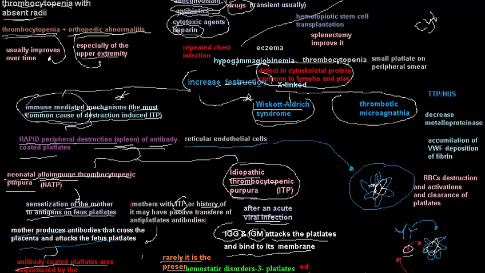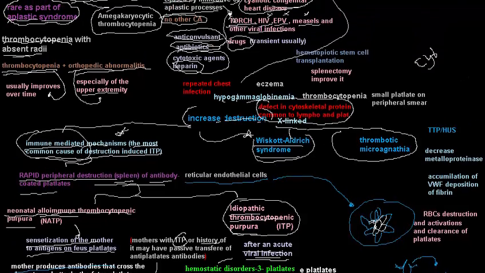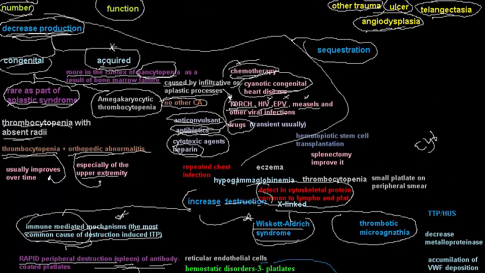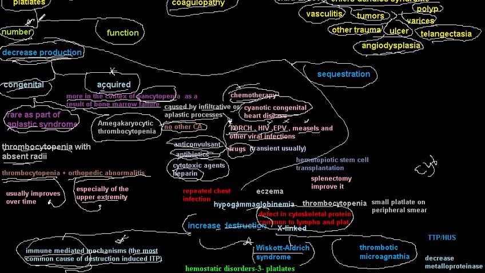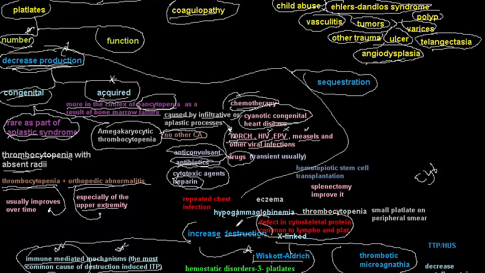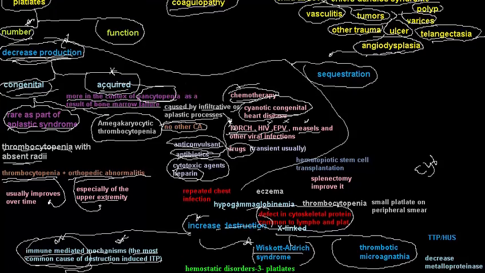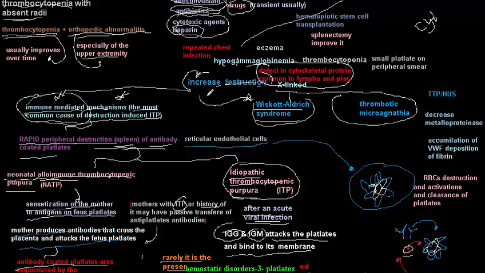So in the previous video I was talking about the platelet number disorders, and I talked about the immune mediated number disorders. I talked about the decrease in production and the increase in destruction and sequestration. Decrease in production, I talked about congenital and acquired diseases, and the increased destruction, I talked about the immune mediated mechanisms like idiopathic thrombocytopenic purpura and the neonatal alloimmune thrombocytopenia.